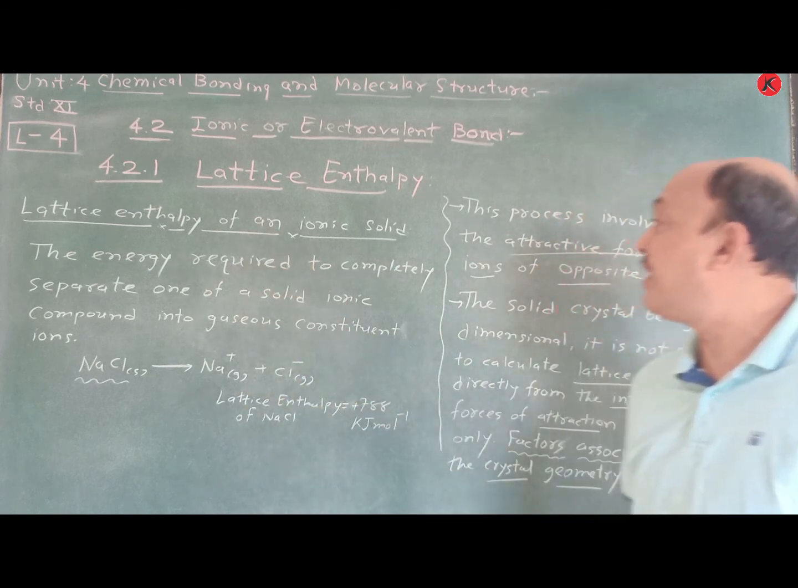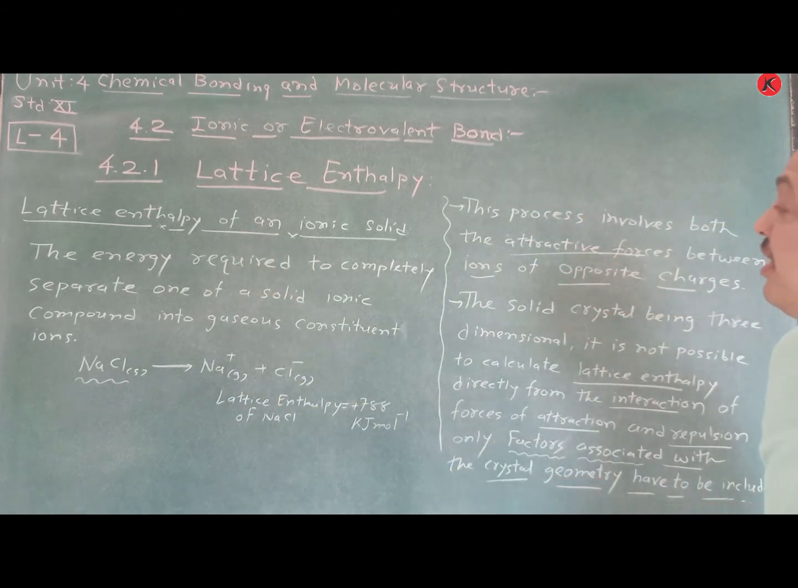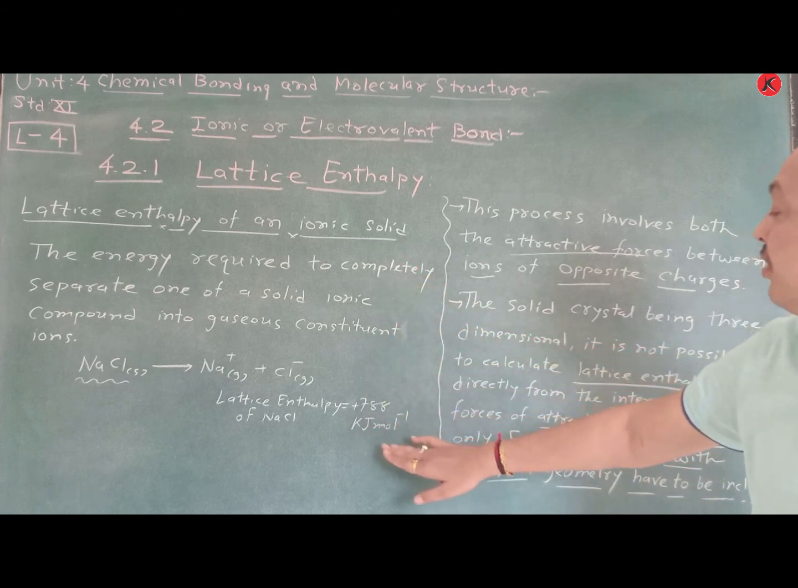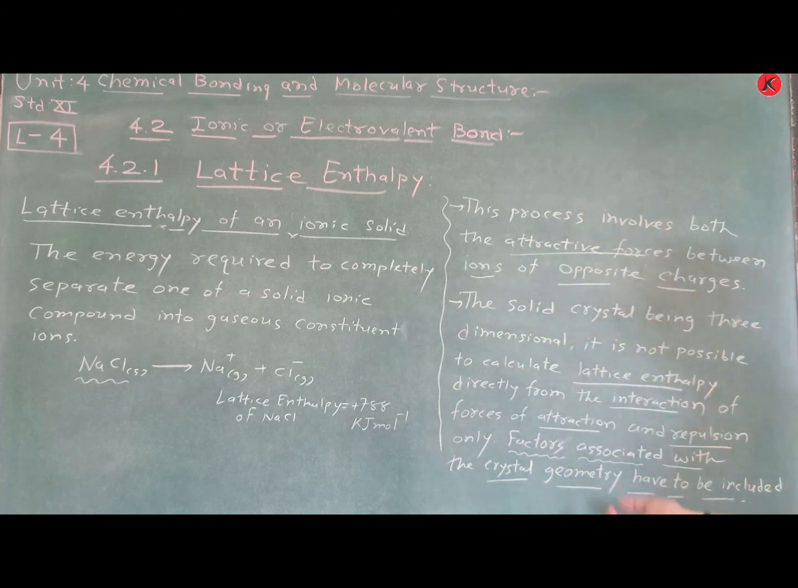So just write down the lattice enthalpy of an ionic solid. This is the definition, this is the formation, and this is the condition. And which factors affect this, or how we calculate lattice enthalpy directly from the interaction of forces of attraction and repulsion only. It is not possible, but the crystal geometry has to be included. That means they are also included. Okay, so write up to this.